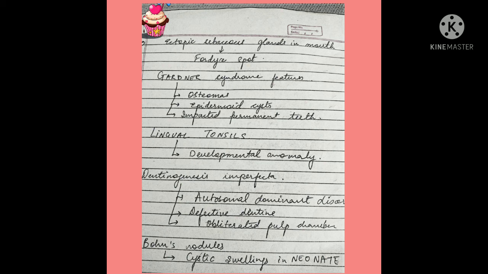So what are the features of Gardner syndrome? It will have osteoma, then epidermoid cyst, and impacted permanent teeth. So I'll give you a trick to remember these things, syndromes and all. Just imagine that you have a gardener at your home, and imagine all the symptoms you see on him, like he has impacted permanent teeth, epidermoid cyst, and osteomas. So your gardener is having all these symptoms.